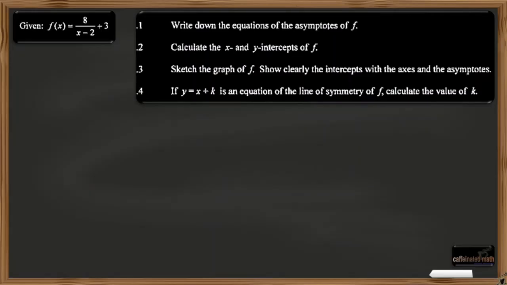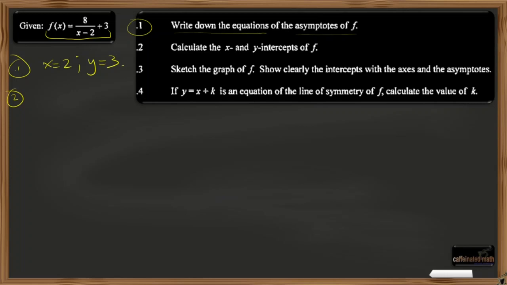Our next tricks, we're looking at f of x being equal to another hyperbola in the form of 8 divided by x minus 2 plus 3. Write down the equations of the asymptotes of f if you want the marks for number 1. Let's have a look. Well, for now we should know that means x is equal to 2 for a vertical asymptote, and well, y is equal to 3.